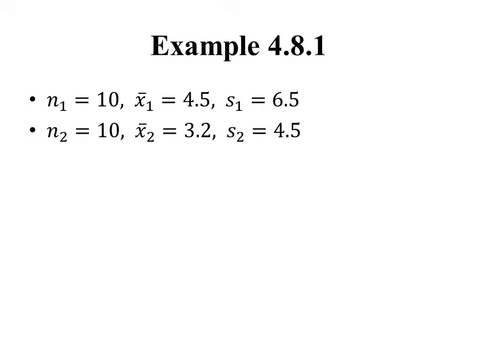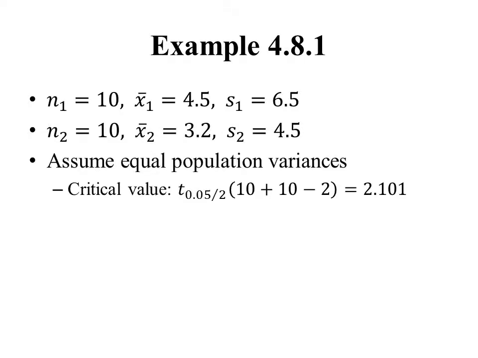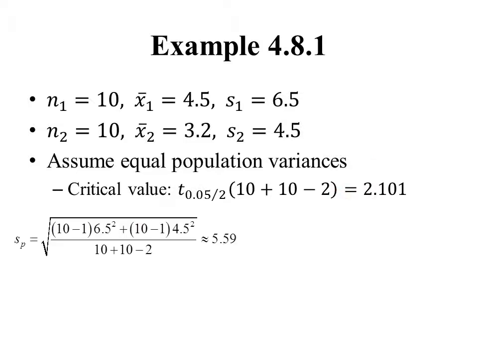So let's apply these formulas here to this example. And so in our problem, here are the values of our sample statistics that were given. Now, in our first calculation, we're going to assume equal population variances. And so first we'll find our critical value. It's a t-score. We'll use a 0.05 significance level. And so we're going to have 10 plus 10 minus 2, which is 18 degrees of freedom. And if we look up that critical value from our critical value table, we get 2.101.